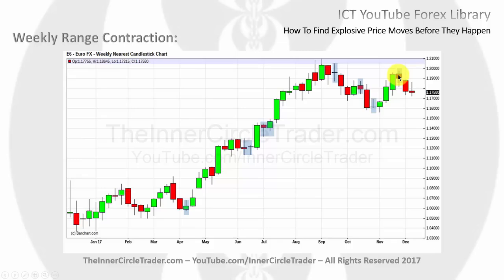So what's going to happen? We're looking for range expansion. A big candle forms, and now at the time of this recording, we have a very small body candle again. So the weekly range has been compressing, so we're looking for a large weekly range next.